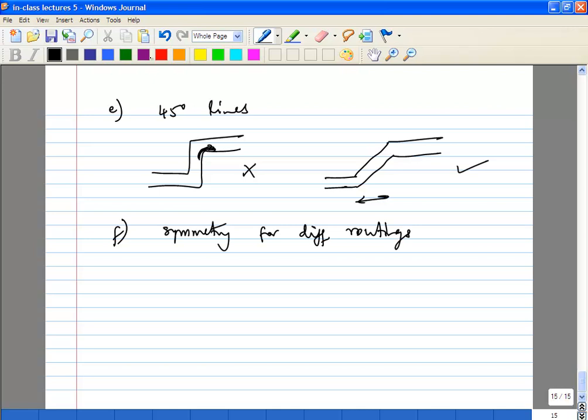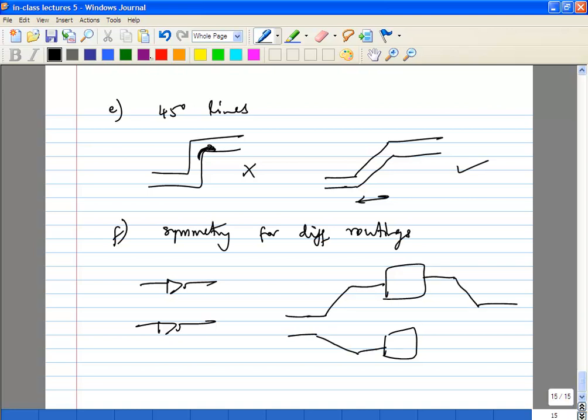Obviously, what doesn't need to be said is maintain symmetry for differential routings. So if you have 2 differential lines, try to maintain symmetry as far as the lengths of the lines and the surroundings of the lines. So for example, let's say the layout of each block is like this, and let's say it comes out like this. You probably want to do something like this. So what might happen is you can't.